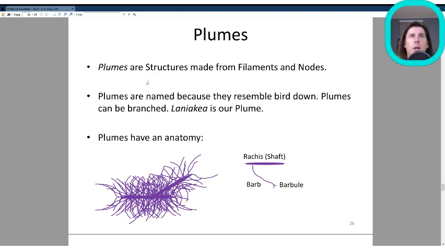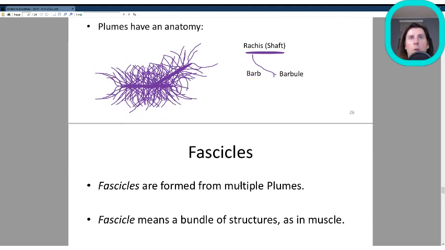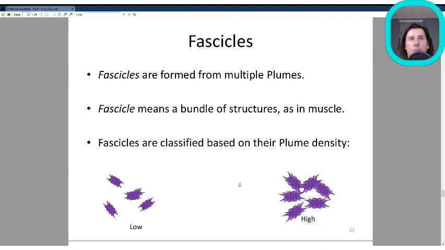So anyway, plumes are structures made from filaments and nodes. Plumes are named because they resemble bird down. Plumes can be branched. Laniakea is our plume. Plumes have an anatomy, and just like the bird feather, there's a rachis, or the shaft of the feather. There's a barb and a barbule on it, and at the center of the barb and the barbule there is a node, and the same with the rachis and the shaft. There's another node. So you can also have two rachis stuck together. That's the only thing. But when you put a bunch of these plumes together, you get a fascicle, like muscle.